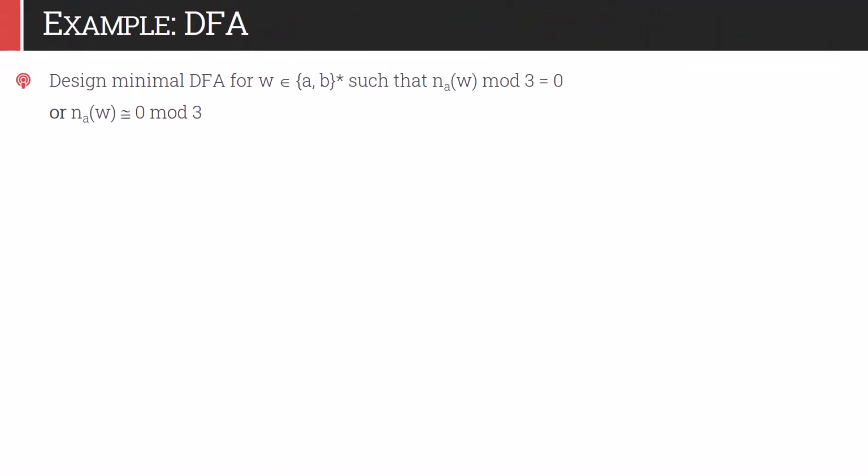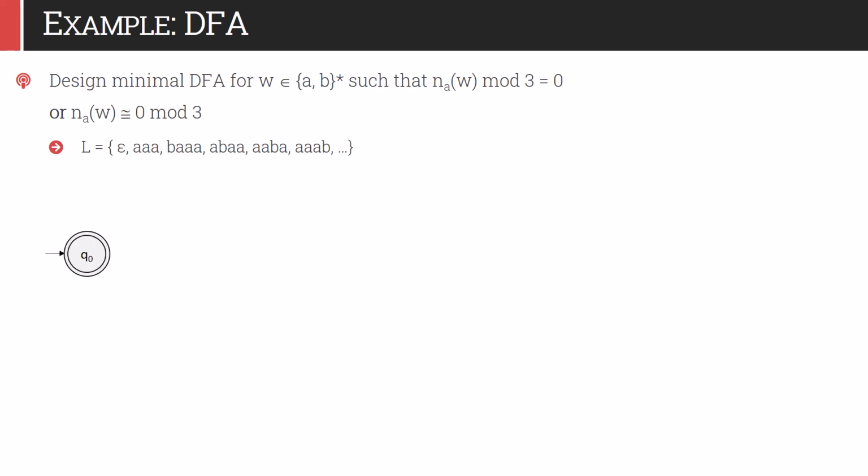Design a minimal DFA for strings over alphabet {A, B} such that the number of A in string W mod 3 is 0. So the number of A's should be a multiple of 3 now. Or the other representation is the number of A in string W mod 3 congruent to 0. In either way we can speak it. So it will contain all the strings in which the number of A's is a multiple of 3. So there would be 0 A, 3 A, 6 A, 9 A, etc. And there is no restriction on the number of B's.